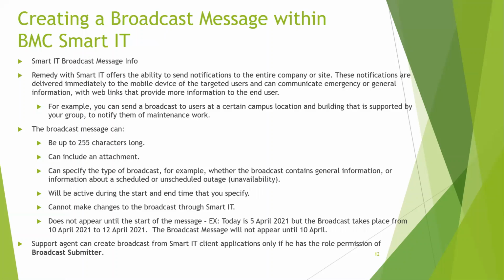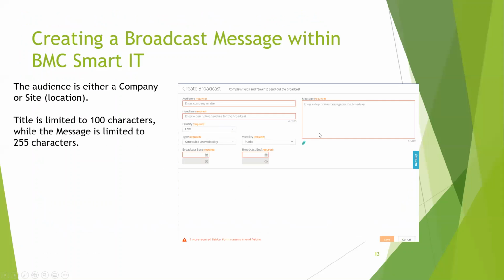I'm not going to spend too much on SmartID because you can actually go in and create the ticket again through SmartID by doing the create broadcast message, but it does have its limitations. You have 255 characters instead of 1,000. You can include an attachment. You can send it to a company or to a location. It has that capability that you didn't get in the DWP side, but it does not appear until the date that you put in there as to when the broadcast is going to take place.